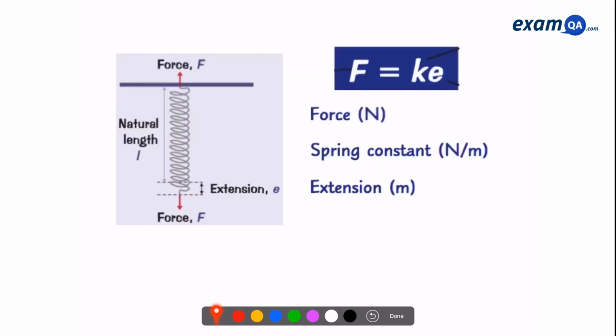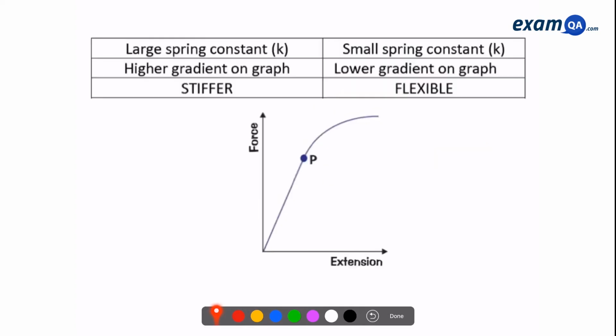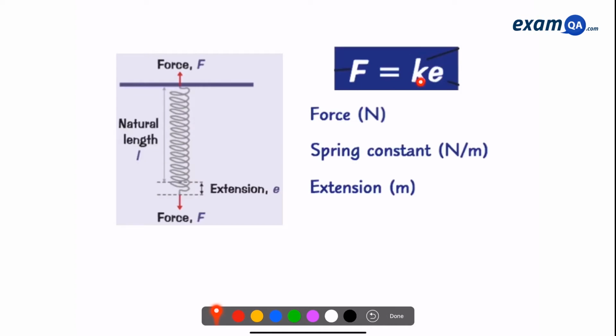Okay, with springs we have this really important equation that goes like this: force equals spring constant times extension, and all of those values have different units, so make sure you memorize those. How do we use that to explain if a spring is stiff or if it's quite elastic? There are two ways. The first way is the following: if a spring has a large spring constant, so if the K value is large, that means that spring is very stiff, so it's very hard.